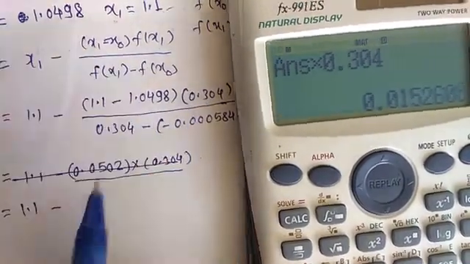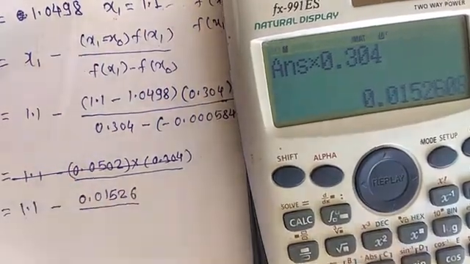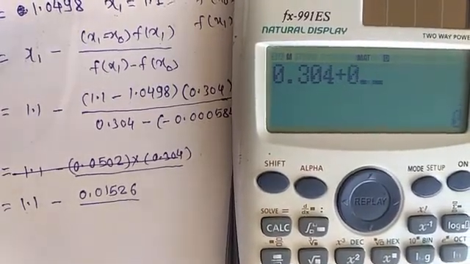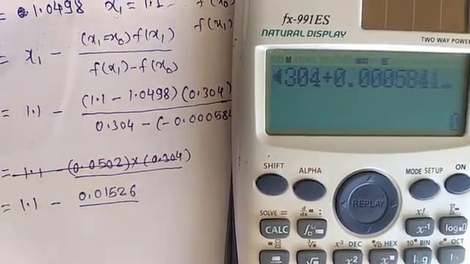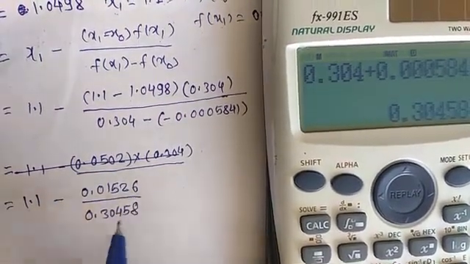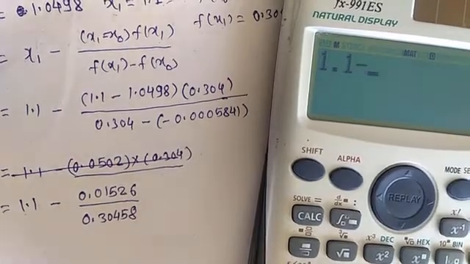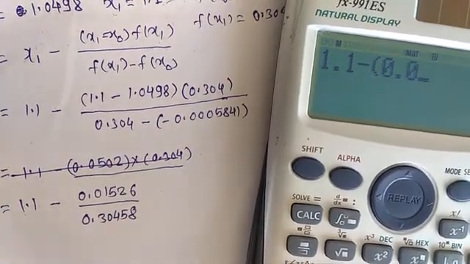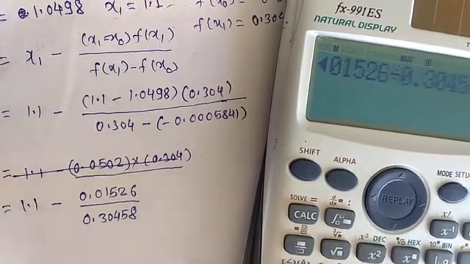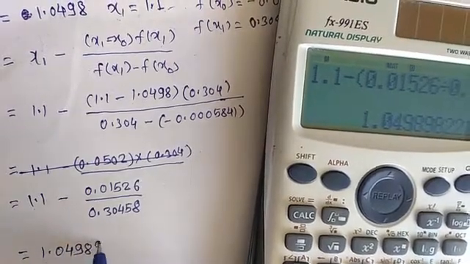1.1 minus, the total calculation here is 0.01526 divided by the denominator, which is 0.304 plus 0.0005841, equal to 0.30458. Okay, so when we divide, 1.1 minus 0.01526 divided by 0.30458, it will be equal to 1.04989.